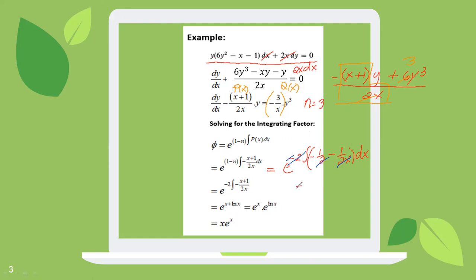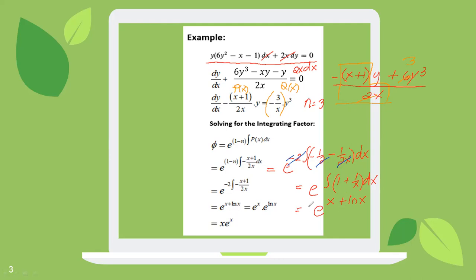So you will have e raised to the integral of, I already took out the negative because it's negative, the integral of 1 plus 1 over x dx. What's the integral of this? So that would be e raised to x plus ln of x. See this one? If this is evaluated, this is x, and this one is ln of x.